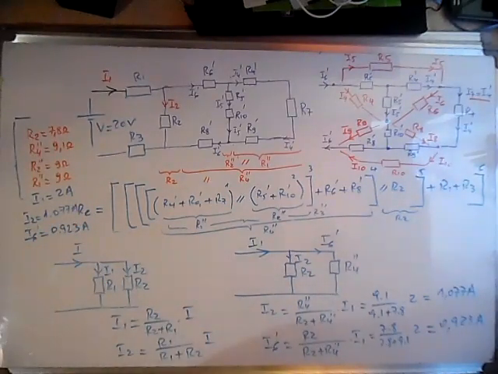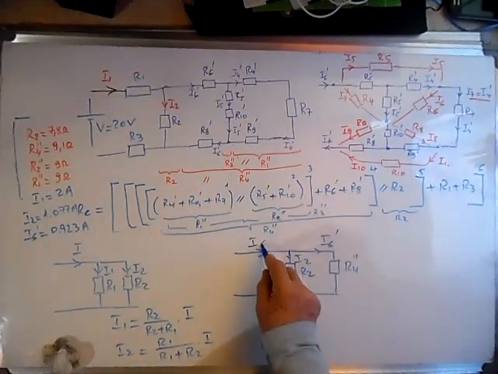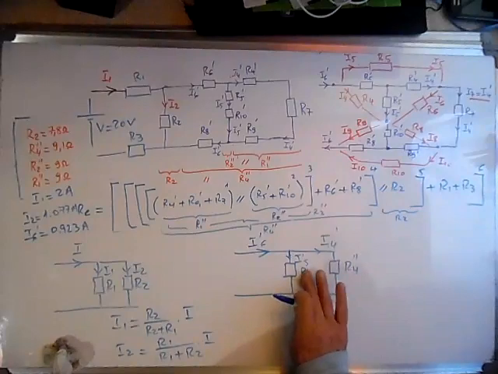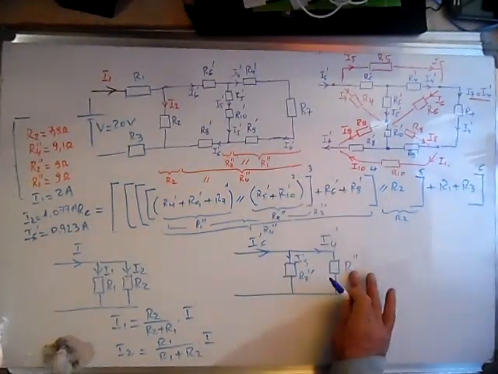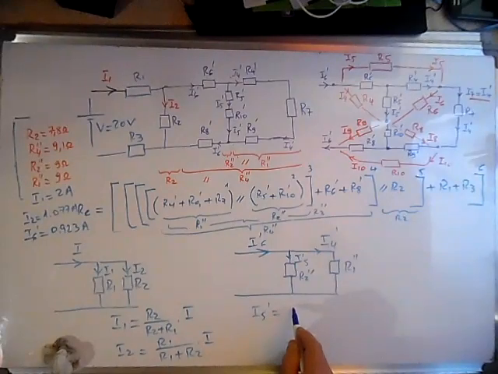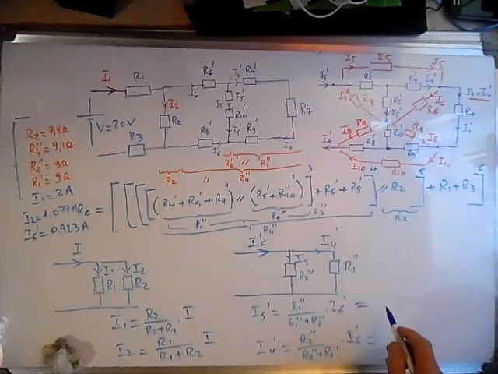Okay, now knowing this current I6 prime, we can calculate I5 prime and I4 prime. This we call R2 2 prime, and this we call R1 2 prime. So we can calculate I5 prime is equal to R1 2 prime over R1 2 prime plus R2 2 prime times the current flowing here, I6 prime, and here I4 prime is equal to R2 2 prime over R2 2 prime plus R1 2 prime times I6 prime.